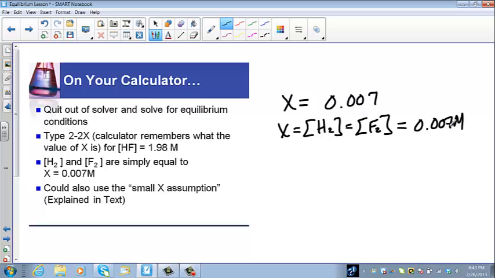Now, if you hit quit out of the solver, and then just simply type 2 minus 2x, the calculator remembers what the value for x is, and it will tell you 1.98. That is our value for HF. Now you could also use the small x assumption rule, which is explained in the textbook, and I will explain it a little bit later on in the lesson.